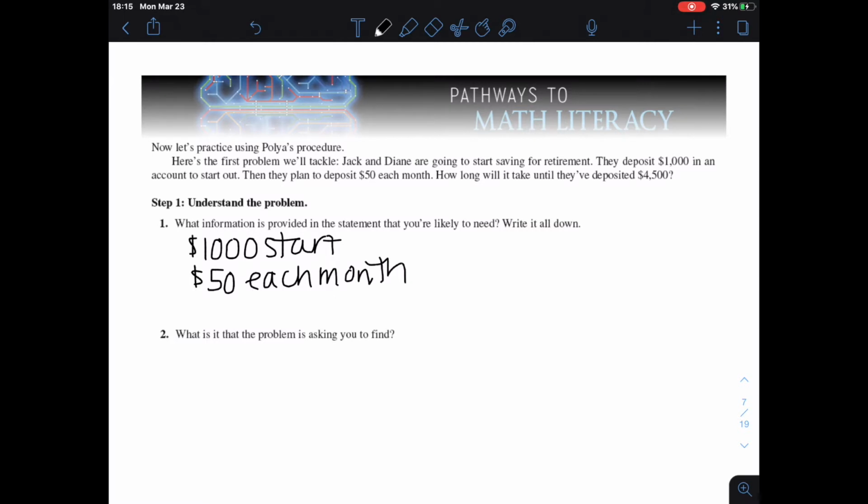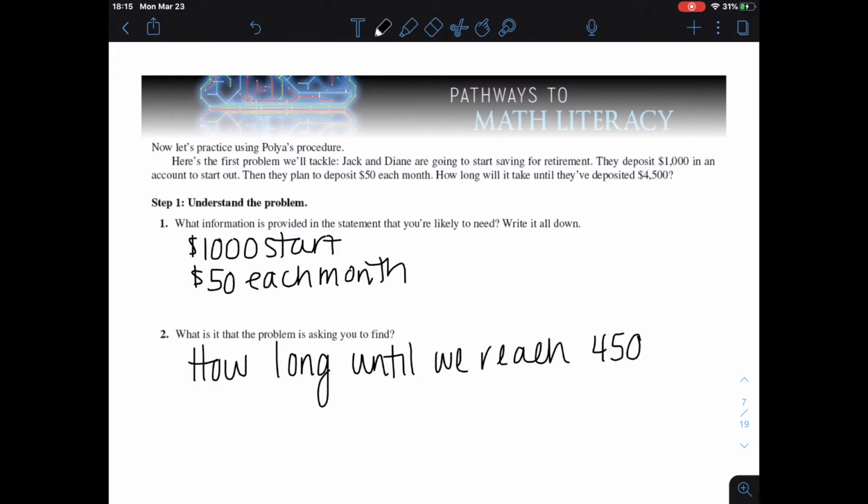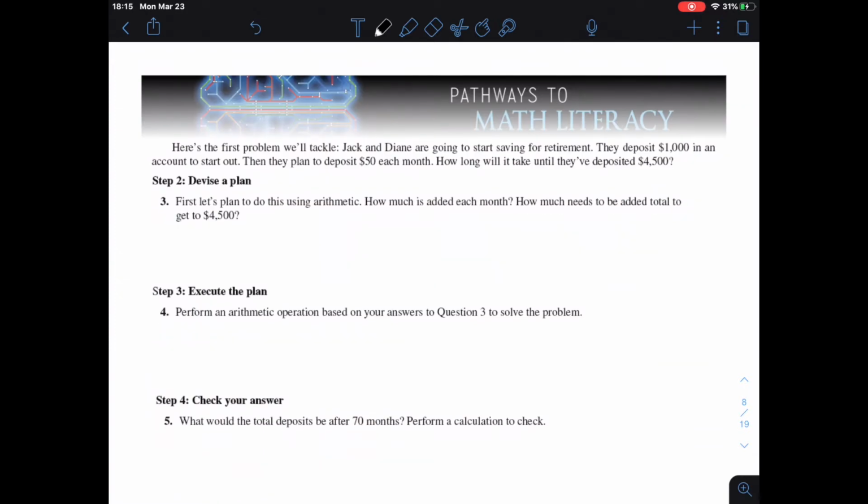The thing we need to answer is how long will it take until they've deposited $4,500. How long until we reach $4,500? So our answer should include some type of time, and it should be something reasonable. It should not take us 80 years to get $4,500 in the account. We're going to go through this two different ways. We're going to first use arithmetic to help us out, and then we're going to apply some algebra to see if we can generalize this process.